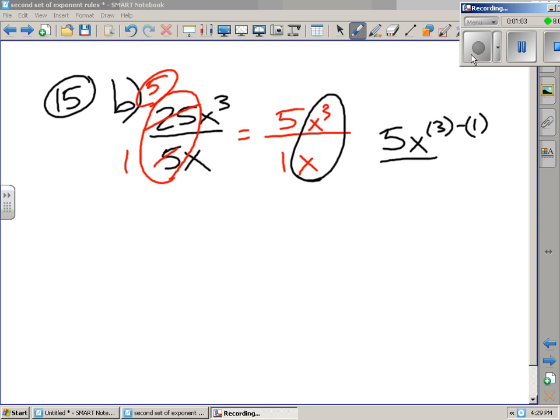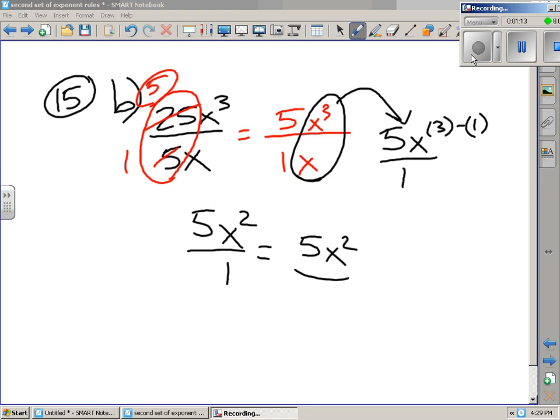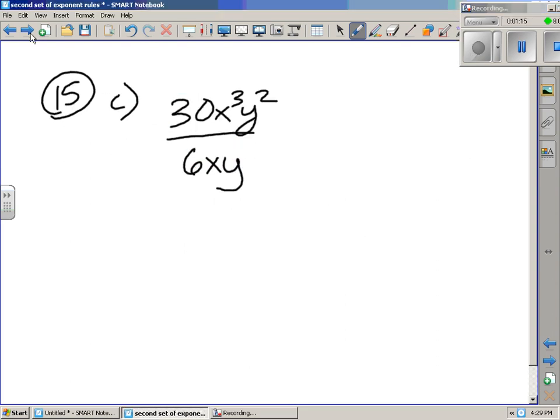Because the result of the subtraction problem always goes in the numerator. 3 minus 1, we get 2. And 5x squared over 1 equals 5x squared. 15b, again, 30 divided by 6 is going to give us 5, because 6 goes into 30 5 times, 6 goes into 6 1 time.